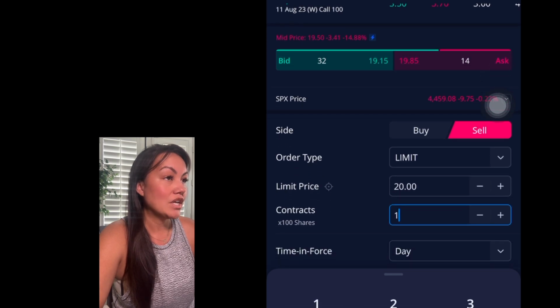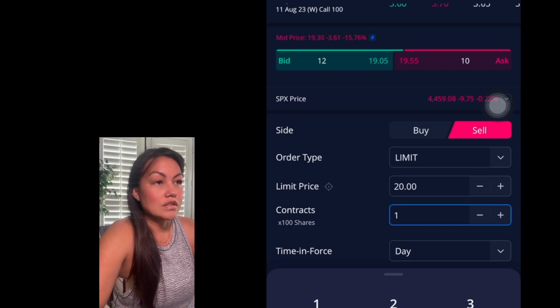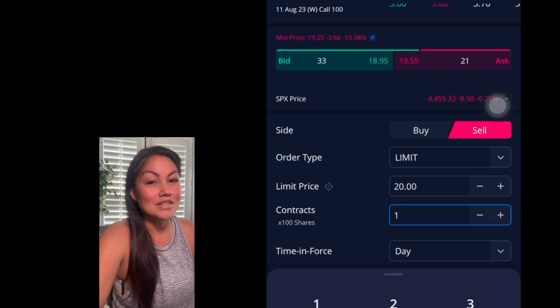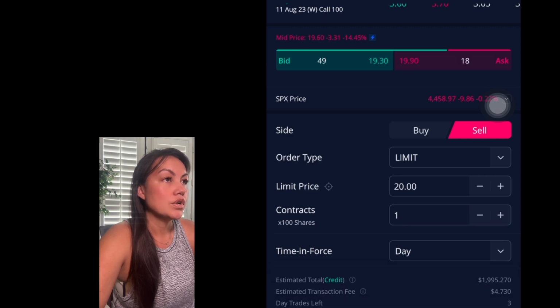So I'm pretty patient and I'll let my orders work for a while, 10, 15 minutes. If it gets away from me, it gets away from me. The trade wasn't meant for me, and I'll just let it go and cancel it and try again another day. So I'm going to let my order work here at $20 for a while, and we will see if this fills.